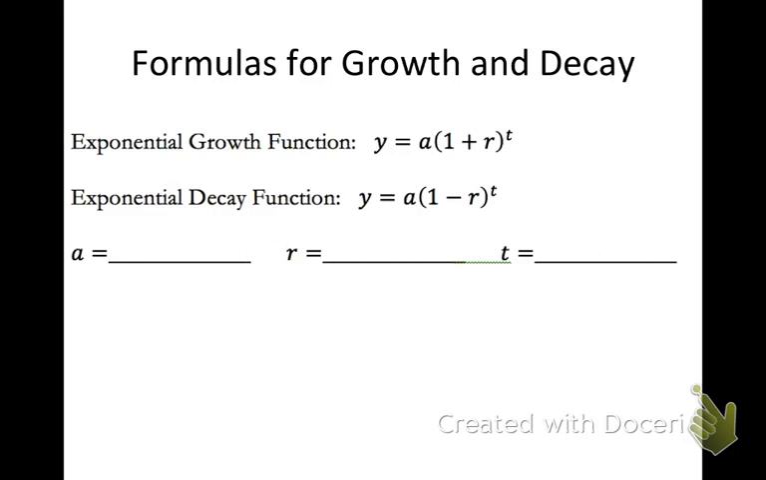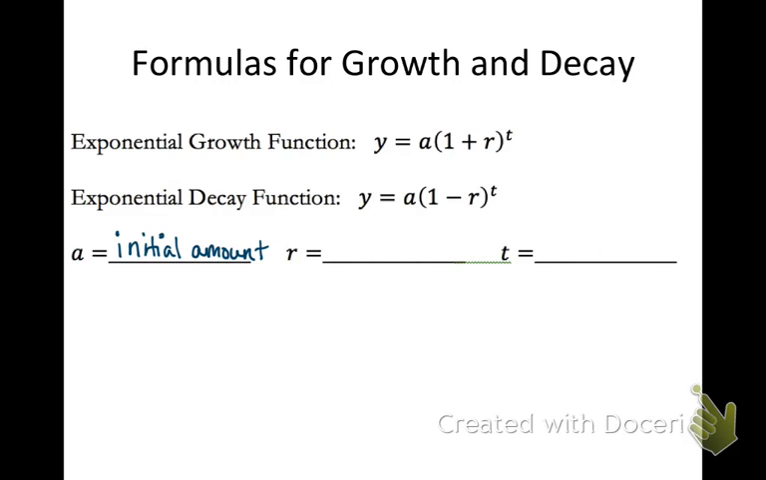A stands for initial amount. That's just how much you start with. So maybe you have an initial population, or maybe you start with $8,000. Whatever it is, that's your initial amount, and it goes right in there for A.